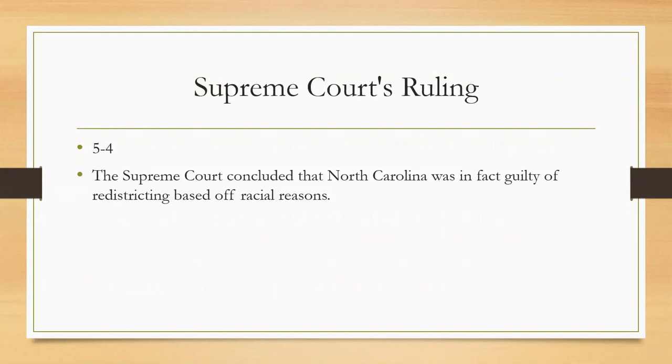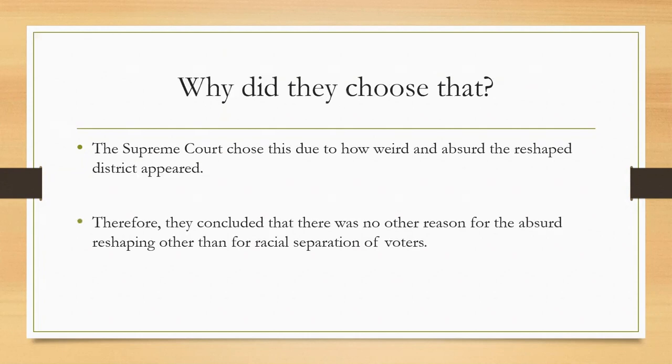It was a dicey ruling, but they came up with a 5-4 ruling, and they concluded that North Carolina was in fact guilty of redistricting based off of racial reasons. Specifically, their justification was the oddness of the shape and how it was small in some areas. It was clear that there was no practical reason for that shape other than if you are trying to get a predominantly African American district, which is not acceptable.